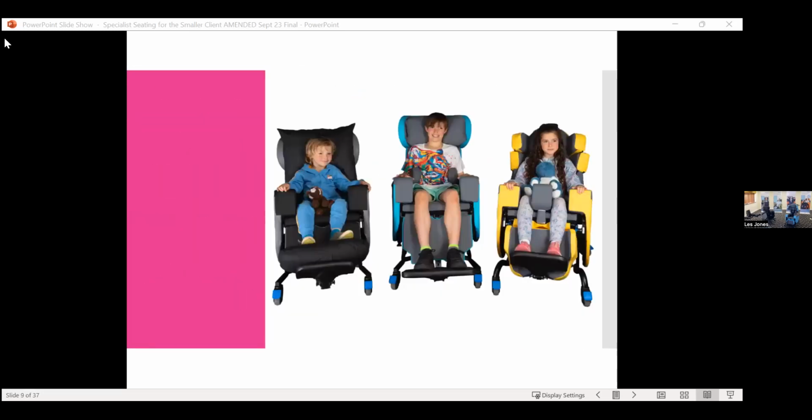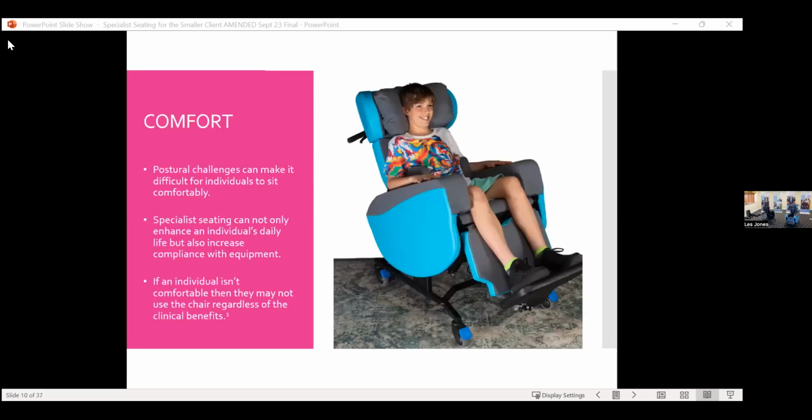There's a rogues gallery there. That's our young models. But again, I'd like to stress here the chairs are designed for those of smaller stature. It just so happens that children fall into that category.